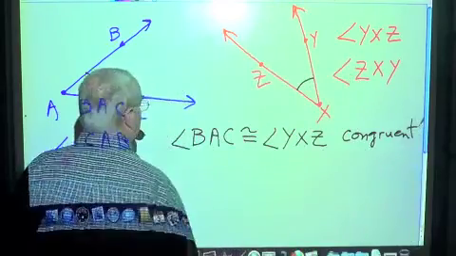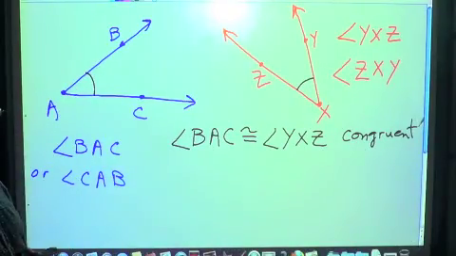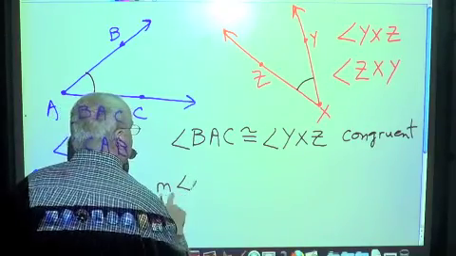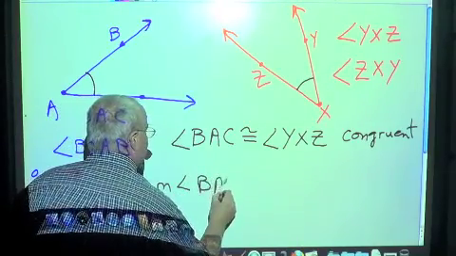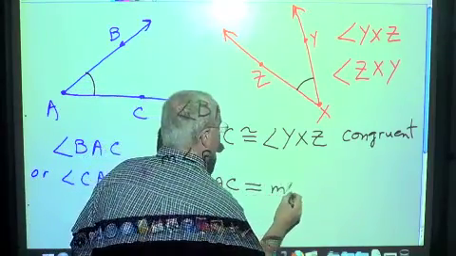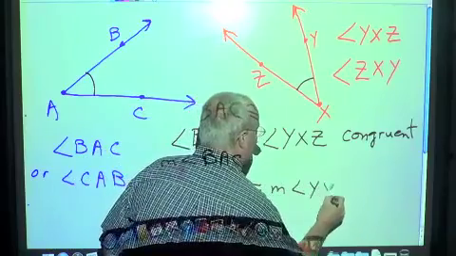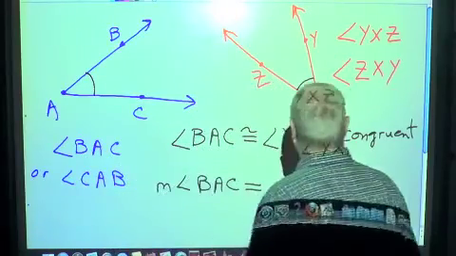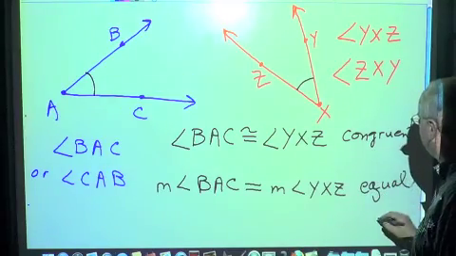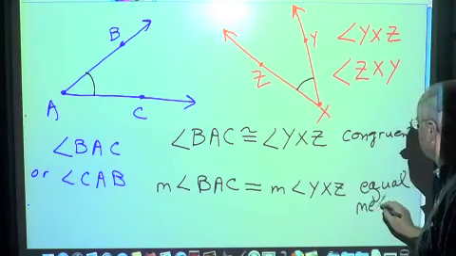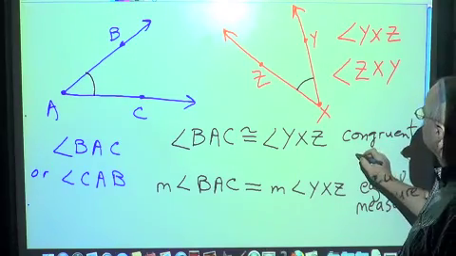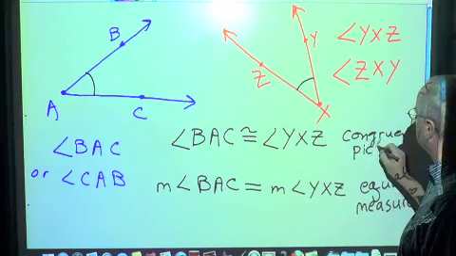When we say that two angles are congruent, that means that their measures are equal. How do we say measure? For angles, we put a little m in front of it, and it means that the measure of angle BAC is equal to the measure of angle YXZ. This is equal. Equal measure. Okay? Congruent pictures.